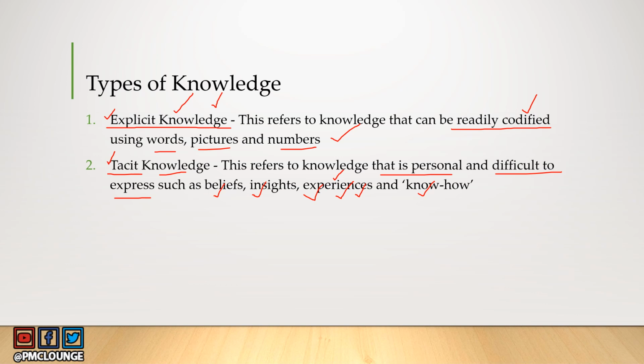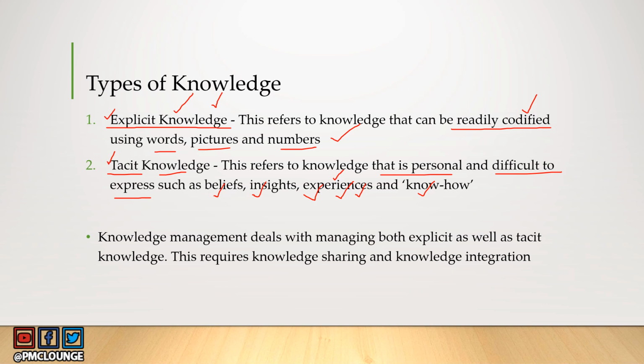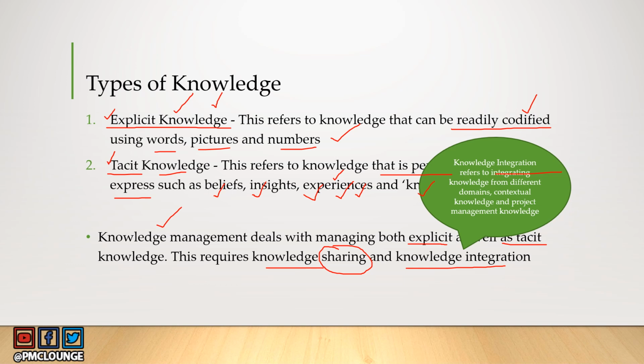So I hope it's clear. I hope the two kinds of knowledge are clear. So knowledge management deals with managing both explicit as well as tacit knowledge. So when you are performing the knowledge management, the managed project knowledge process, you are dealing with both types of knowledge. Now, this requires knowledge sharing and knowledge integration. The knowledge needs to be shared, something we spoke of in the example right now, right? And it also requires knowledge integration. What is knowledge integration? So it refers to integrating knowledge from different domains, contextual knowledge, and project management knowledge. So that is knowledge integration.